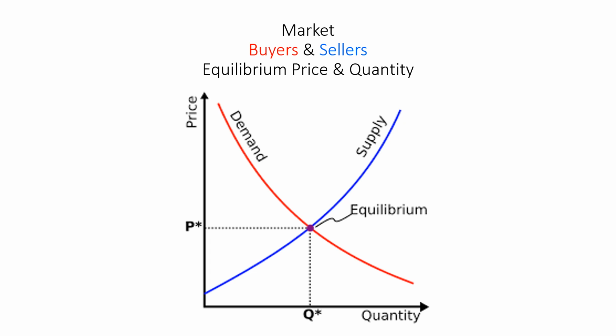Identify on the graph, price is measured on the vertical axis, quantity measured on the horizontal axis. Economists are most interested in the behavior of buyers and sellers and how their interactions lead to equilibrium on the graph labeled P star and Q star.